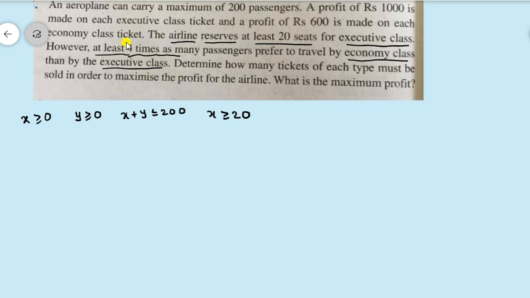However, a very critical point here: at least 4 times as many passengers prefer to travel by economy class than by executive class. So the number of passengers traveling in economy class is at least 4 times the executive class, y greater than or equals to 4x. That is the information. At the same time, what is the objective function? Because 1000 rupees profit is made on executive class and 600 rupees profit on economy class, this is the objective function which we have to maximize.